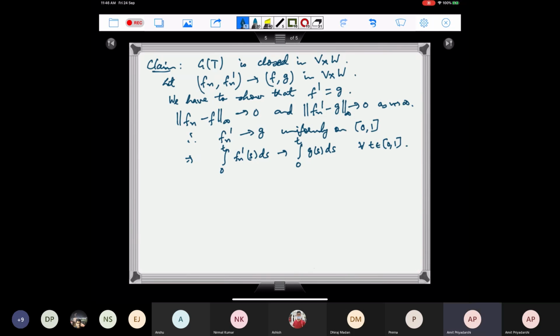But what is this? This is the same as Fn of t minus Fn of 0. This is the integral from 0 to t of Fn prime s ds, by the fundamental theorem of calculus. So we know that this integral of Fn prime converges to the integral of g.